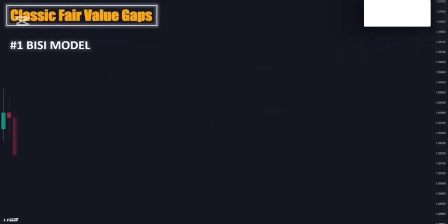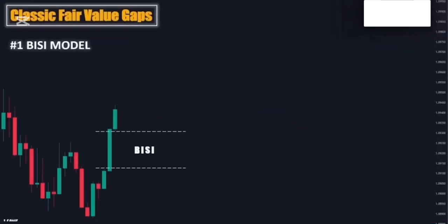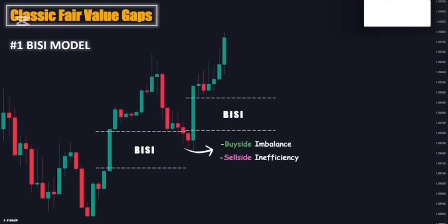Number 1, BISI, buy-side imbalance, sell-side inefficiency. This is a bullish fair value gap that forms when price moves rapidly upward without providing enough opportunity for sellers to participate. This imbalance creates a gap, a lack of sell-side delivery, which the market later seeks to rebalance by pulling back and offering fair value for sellers to enter. The retracement into the BISI zone often provides a high-probability buying opportunity.